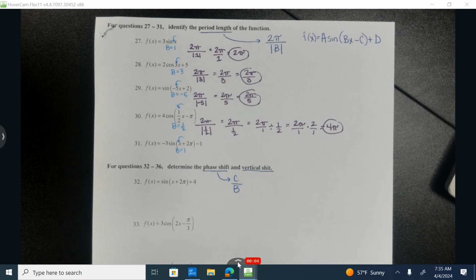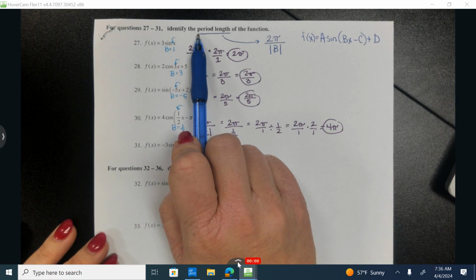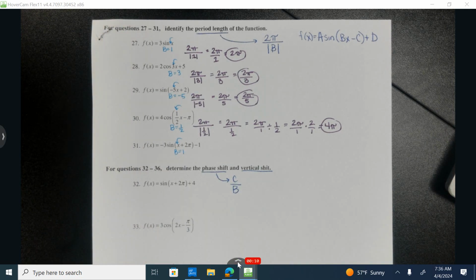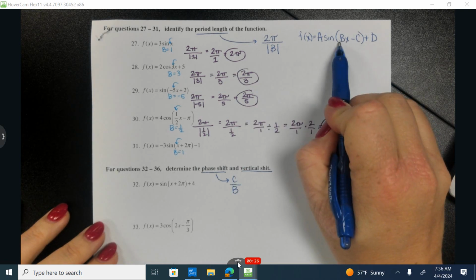Questions 27 through 31, we are working with sine and cosine functions, and we're asked to identify the period length. So to find the period length, I'm going to take 2 pi and divide it by b. Now let's look at the generic formula for sine and for cosine. The generic formula you can see is in the top right corner of this paper, written in blue pen. And so when you see this b value, I'm looking for what is the coefficient of the x.